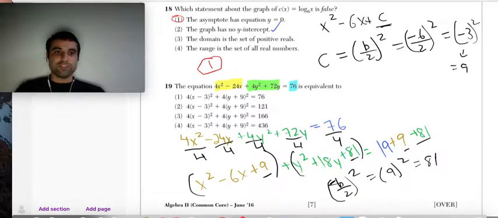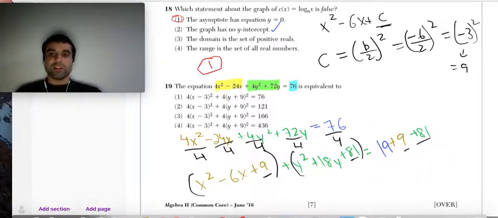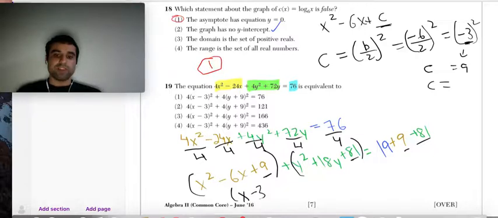Now when you factor, these are perfect square trinomials. That's why it's called completing the square. The number you get before you square it is what goes in the parentheses, because this factors to x minus 3, which is x minus 3 squared. You just divide the b value by 2. This is y plus 9, so it'll be y plus 9 squared. Add these three numbers, 28 plus 19 plus 9, 28 plus 81, 109.